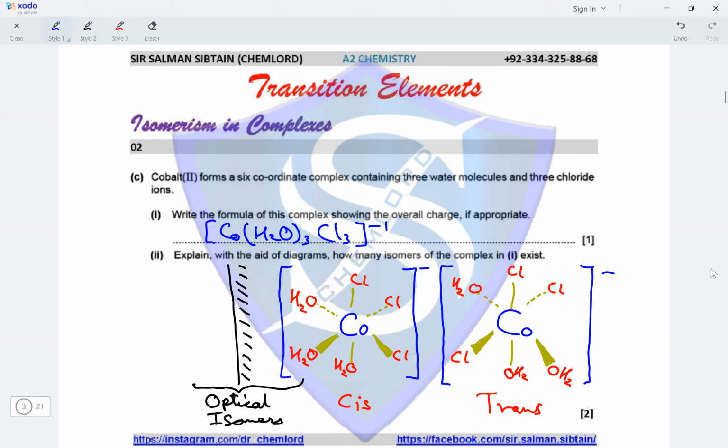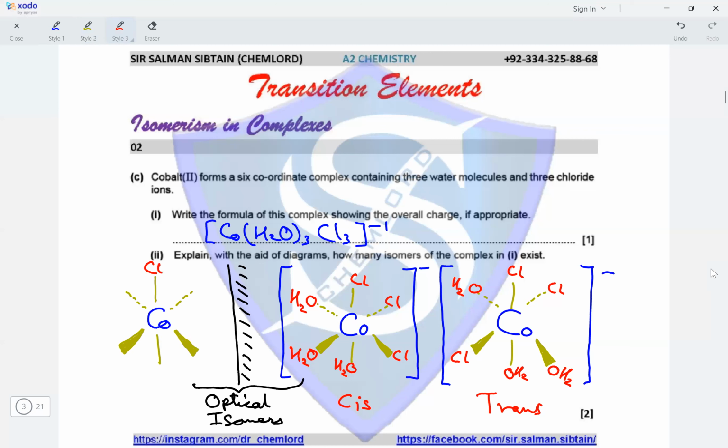And in that optical isomer, it will be a non-superimposable mirror image of the cis isomer that had already been made. So this is the central transition metal ion. These are the positions of binding of the six ligands. Next, we will place the ligands in the positions which is a mirror image of the cis isomer that had already been formed. So the chloride at the top remains.